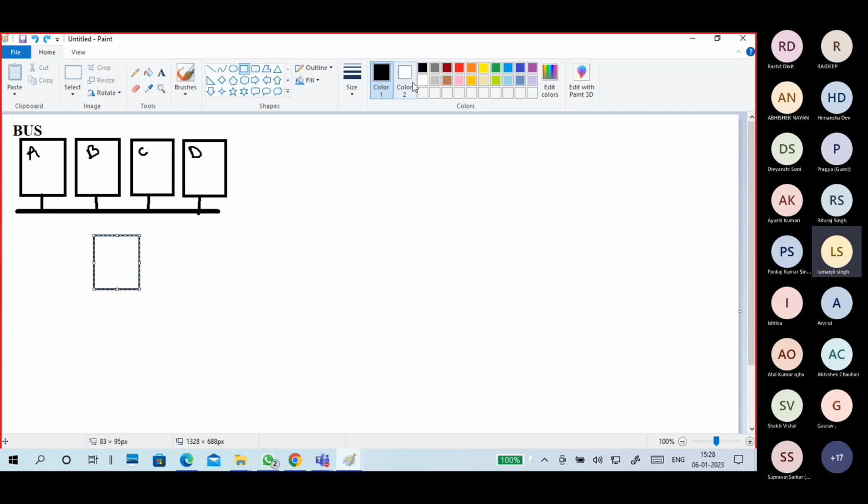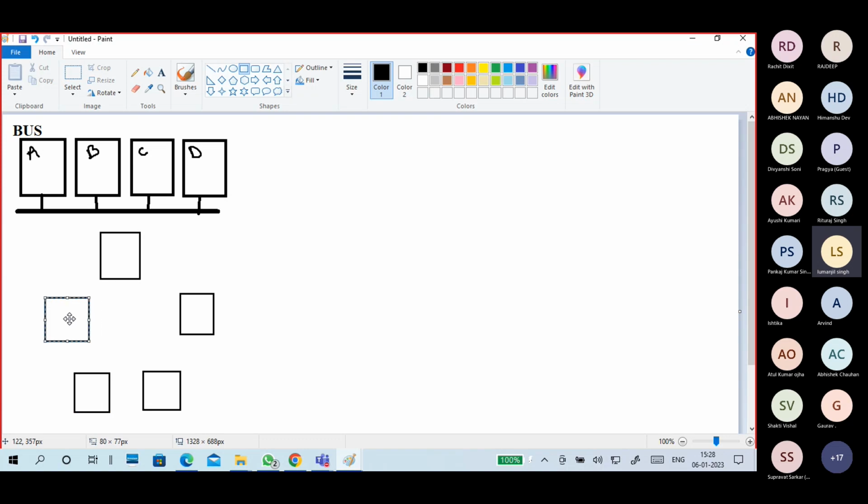Next, I have devices. In a bus topology, the problem is everything is connected to the backbone wire. If the backbone wire has a problem at a certain place, further communication stops. Every data has to travel through the one single backbone wire only.